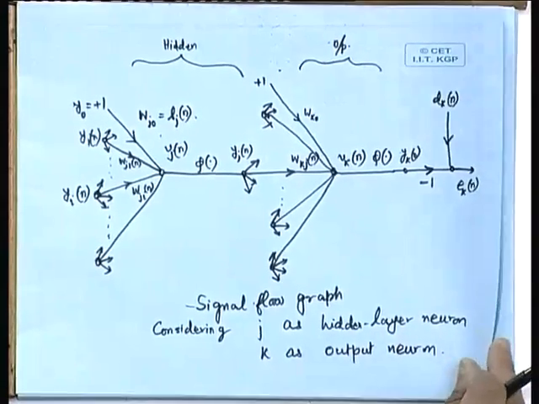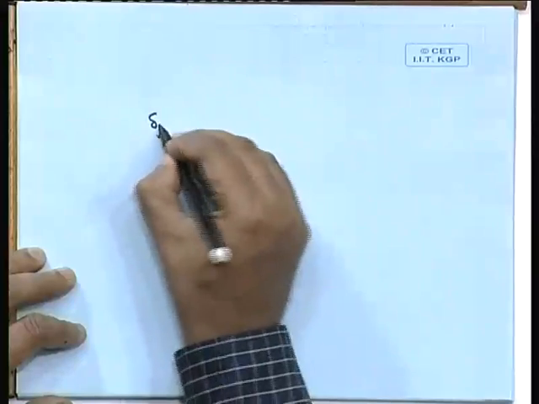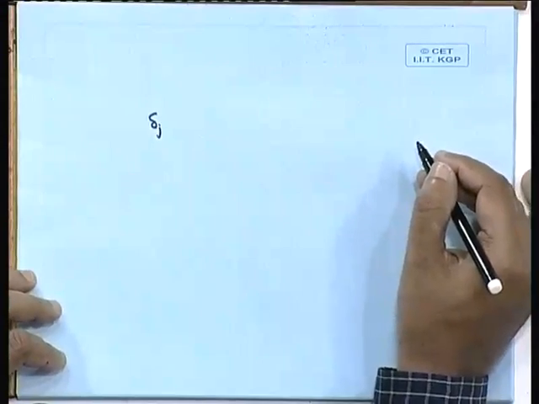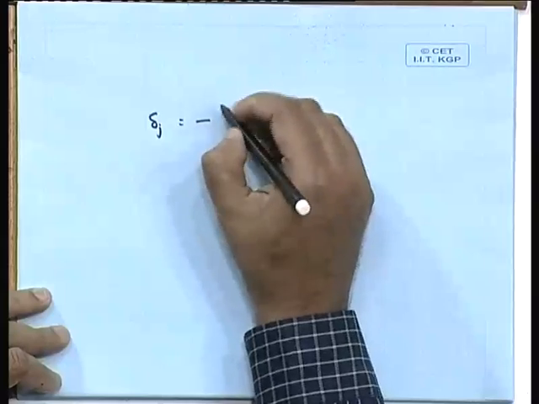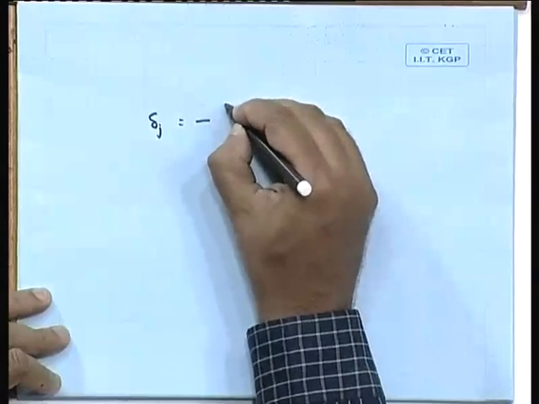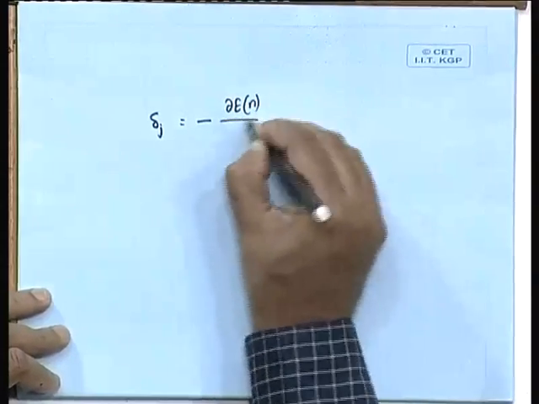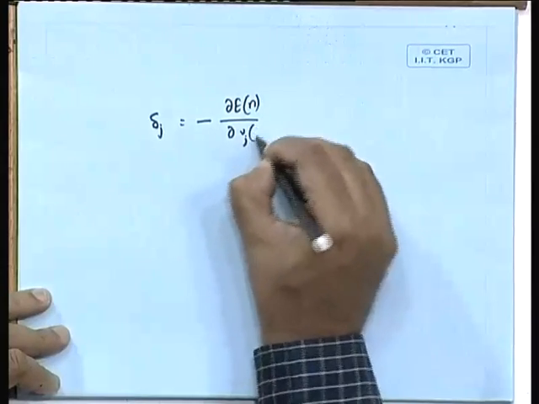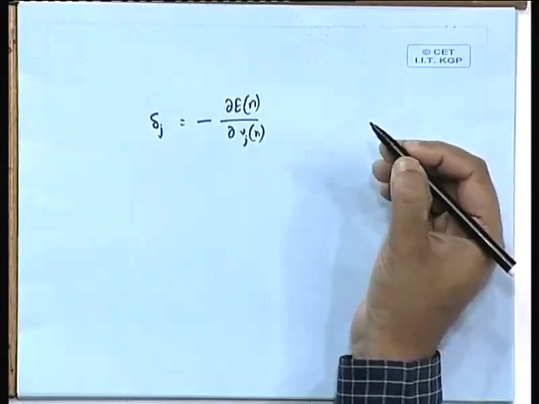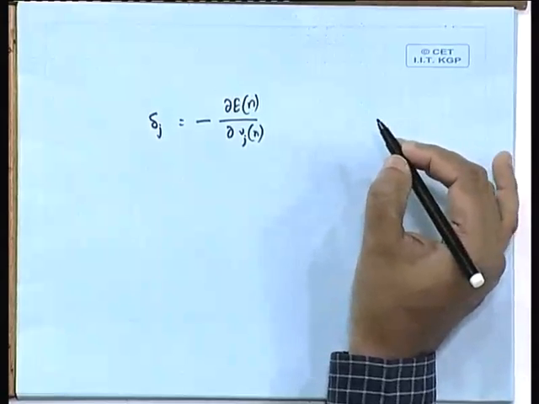Now, we can compute the delta J. Delta J is going to be the local gradient for the jth neuron. This time the jth neuron is in the hidden layer. So, delta J according to the very basic definition should be written as dou En by dou Vj of n. That is the definition of the delta J that we have been considering.